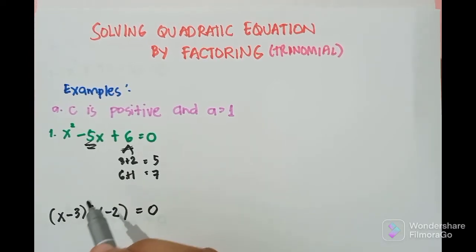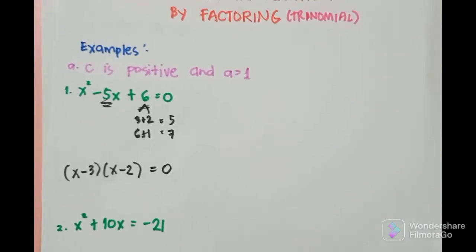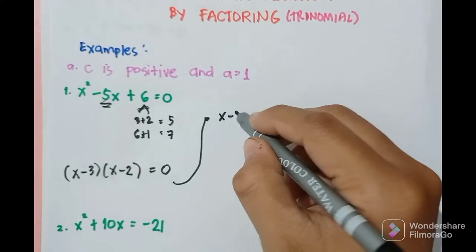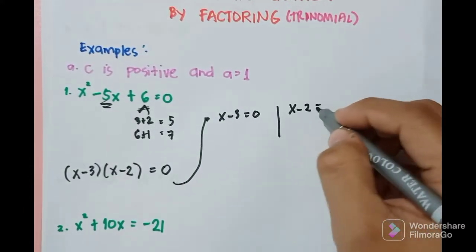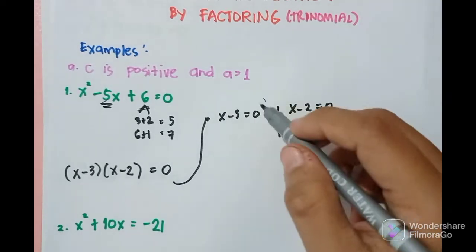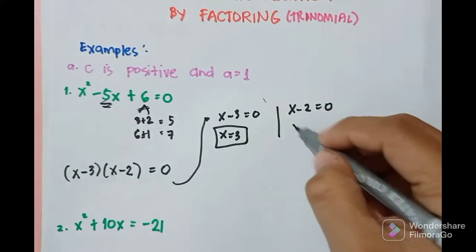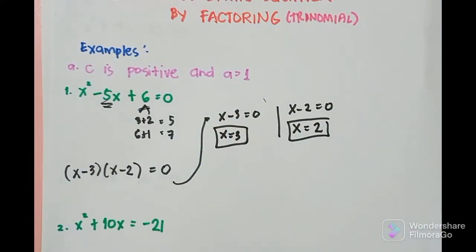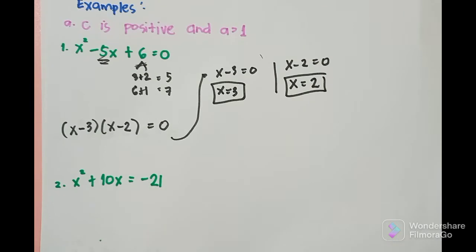So, now let us equate it sa 0. So, this will become, lagay natin dito, x minus 3 is equal to 0, saka x minus 2 is equal to 0. So, lipat natin. So, magiging x is equal to 3 and x is equal to positive 2. Okay. So, another example. So, example number 2, makikita natin na hindi pa siya naka-standard form.